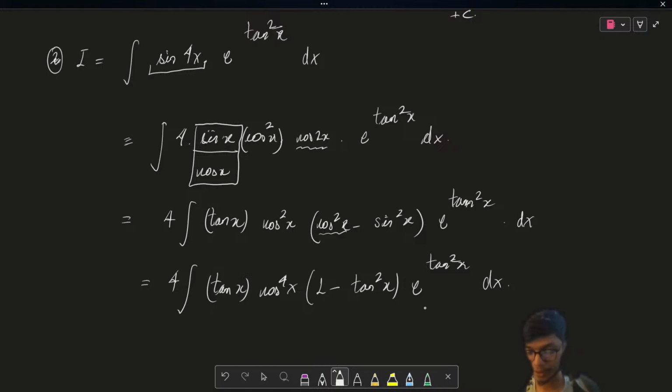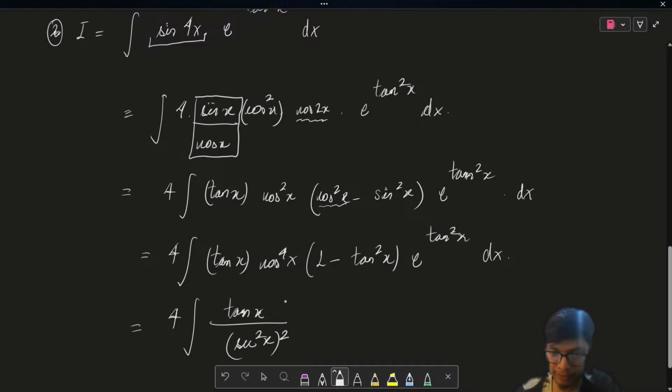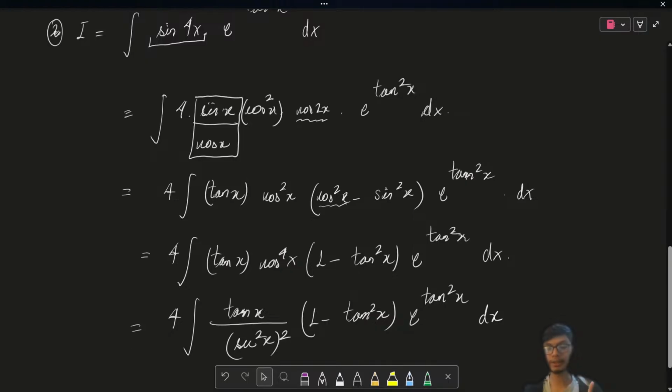And the advantage of doing this is that this cos to the power 4x, if I take it in the denominator, it becomes 1 upon cos x, which becomes secant x, right? So I can simply replace that with the secant term. So this will become 4 times integration tan x upon secant square x and whole square of that, multiplied with 1 minus tan square x, and then we'll have e to the power tan square x dx, right? I hope this is clear, right?